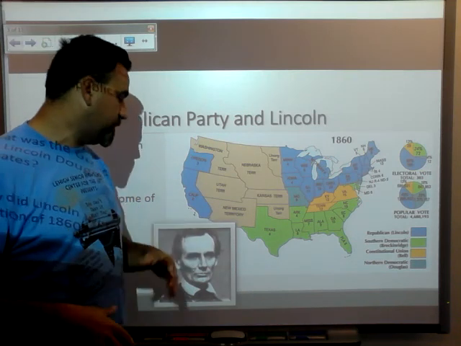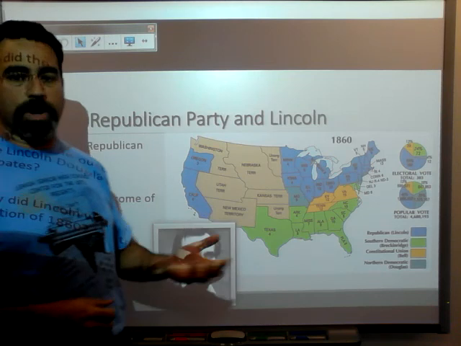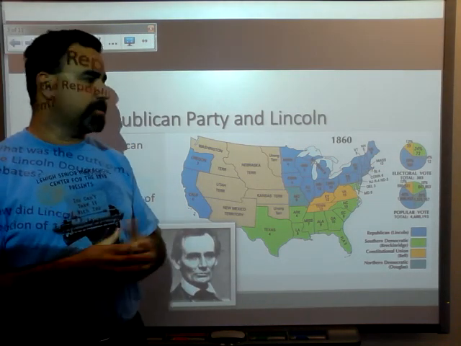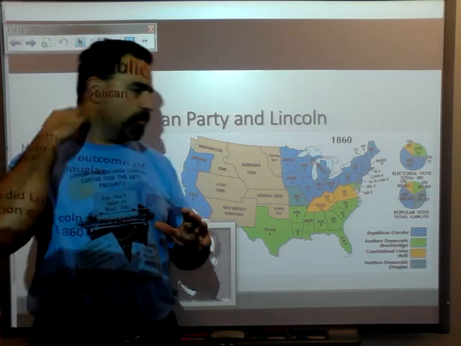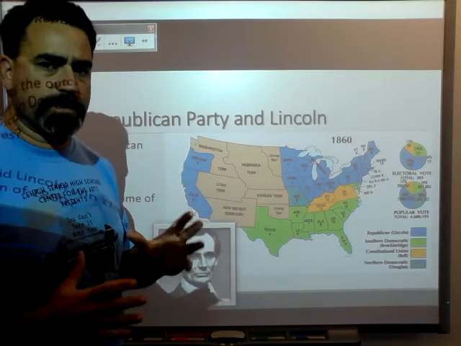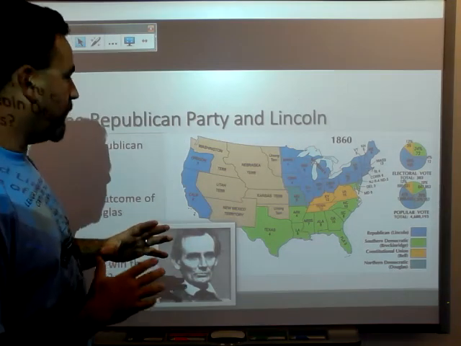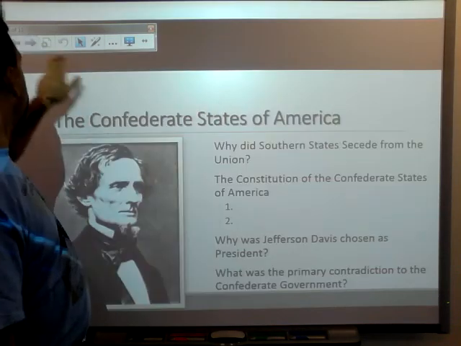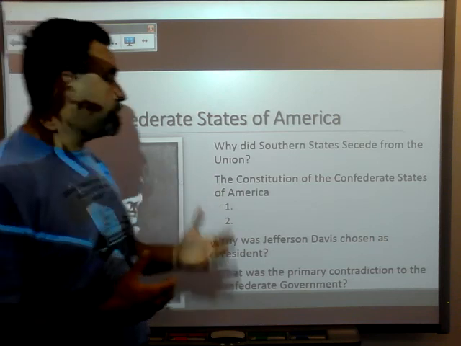But the reality is, with the election of Abraham Lincoln and the rising power of the Republican Party, many Southerners felt that the writing at this point was on the wall. The balance in the Senate was already upset, and this was just a lot more than the Southern states could take. So they started to secede from the Union.